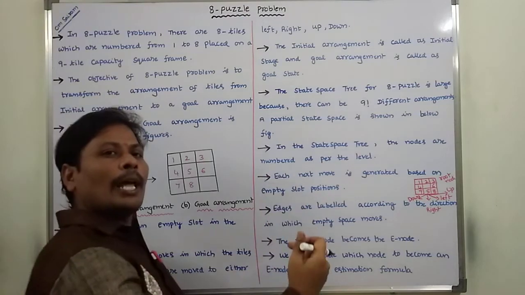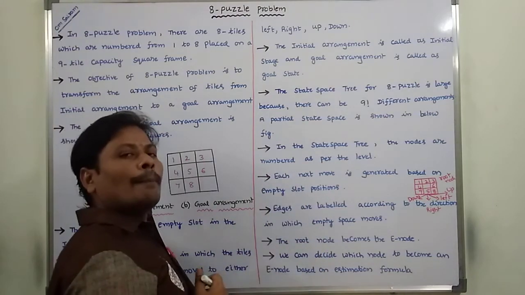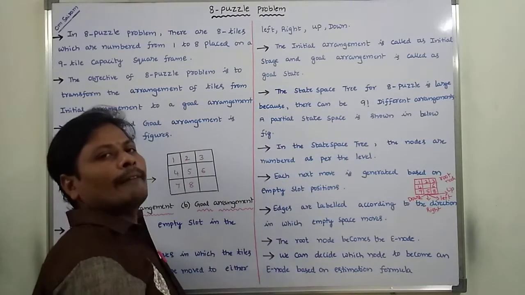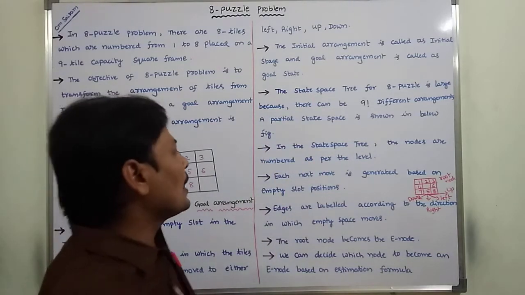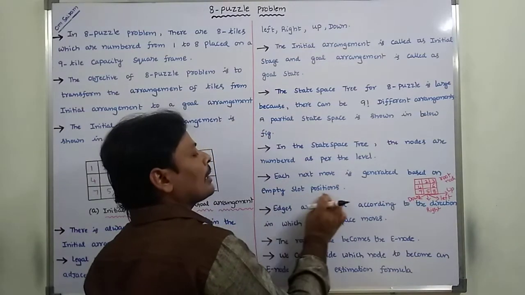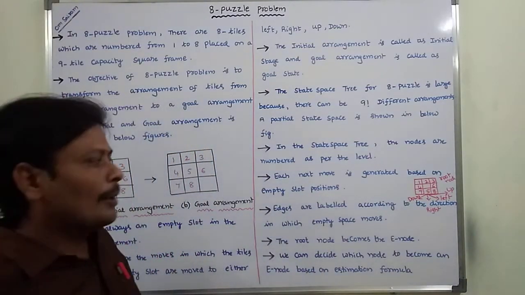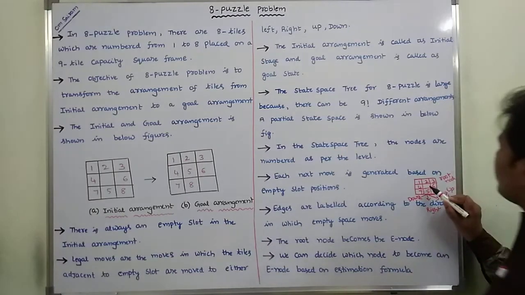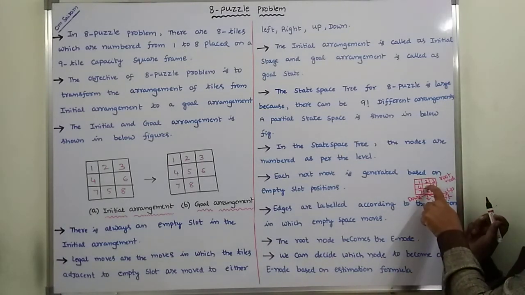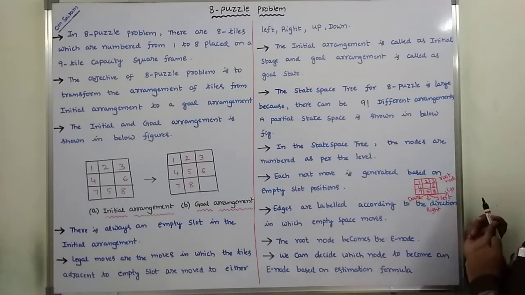So according to the level, we are giving the numbering of nodes from level 1 to however many levels there are. Okay, next one. Each next move is generated based on the empty slot position. So this is the empty slot position. So next moves are generated.